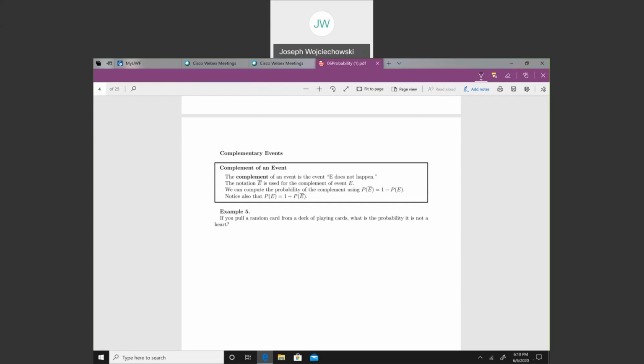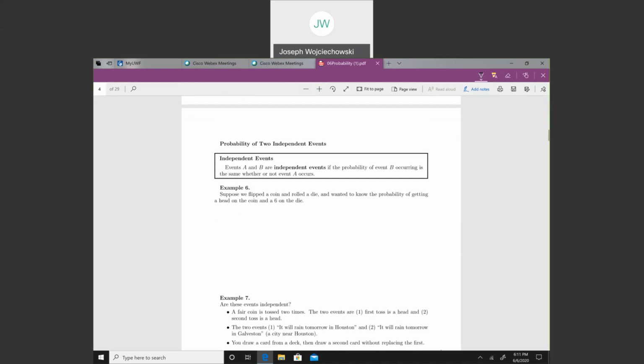So if you pull a random card from a deck of playing cards, what is the probability it is not a heart? Well, there are 13 hearts in the deck. The probability it is a heart, that would be the probability of a heart. It's 13 over 52. So the probability that it's not a heart is equal to 1 minus 13 over 52. And 1 is 52 over 52 minus 13 over 52, and we get 39 over 52. And that's how that works out.